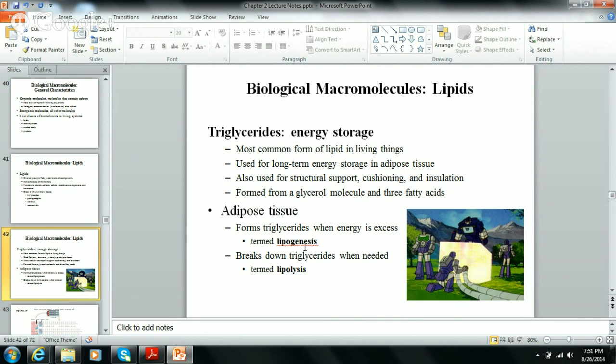So when we build triglycerides, it's known as lipogenesis. When we break down triglycerides, it's lipolysis. So lysis means to break, genesis means to create.